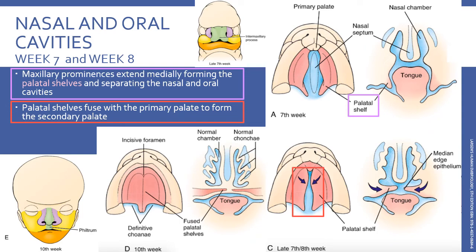When they fuse, they will fuse with each other and with the primary palate, and that forms the secondary palate, which is the roof of your mouth. Okay, so the thing you run your tongue along the top of, you're running along the top of your mouth. You know what the roof of your mouth is.